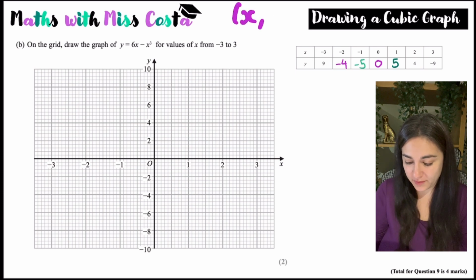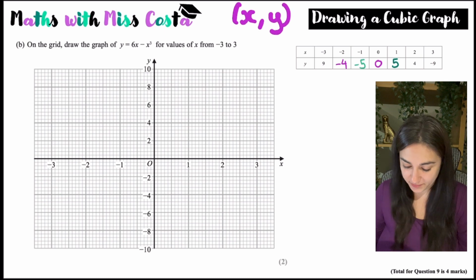Remember, you always plot the x coordinate first and then the y coordinate. So along the corridor and up the stairs. So along to 3 and then down, sorry, to -9, and then along to 2 and up to 4.